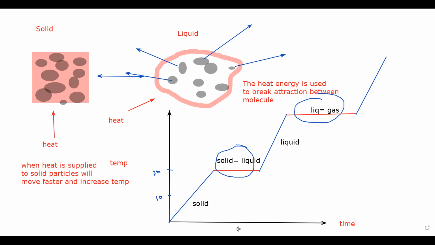So I'll repeat. First, we have a solid. We are supplying heat energy to the solid. The particles will move faster. At a certain temperature, instead of moving faster, the particles move away from each other. At that temperature, the state will change into liquid. When you further supply energy, the temperature of the liquid will rise, and at a certain temperature, the liquid will convert into gas, and we call that boiling.